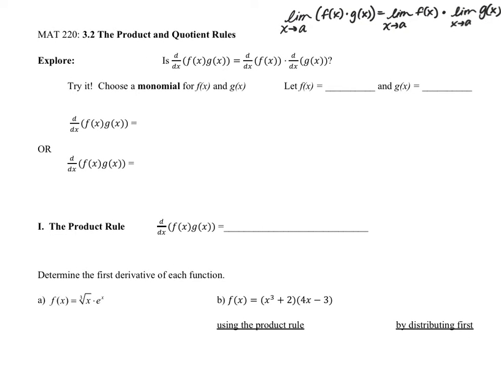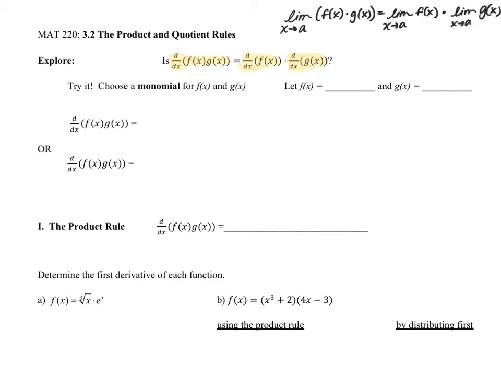So I have a statement for you here at the beginning asking, is the derivative of f of x times g of x going to be the same as computing the derivative of f of x separately from the derivative of g of x and then multiplying their result? So we want to just try that. Let's try it out and see if that will be true.